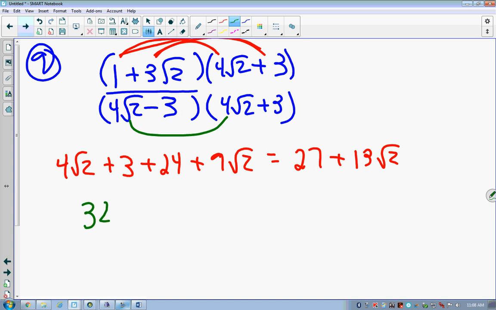What's next? Negative 3 times 3 because it's a sum difference. I don't need to do the rest, right? Okay, what's 32 minus 9? What is it? 23. That's it. It won't simplify.